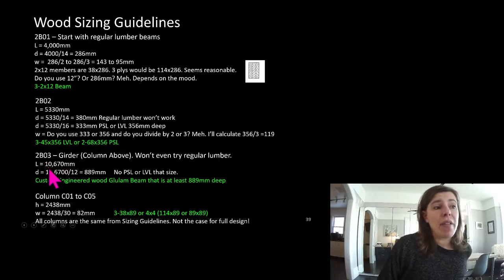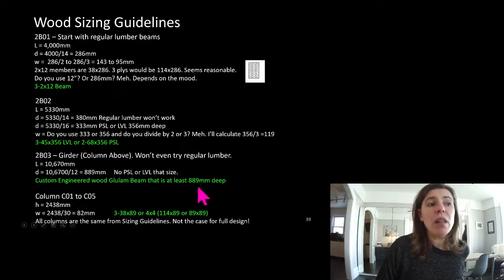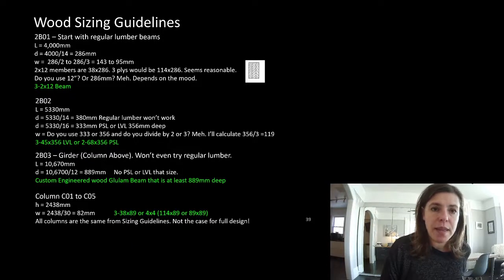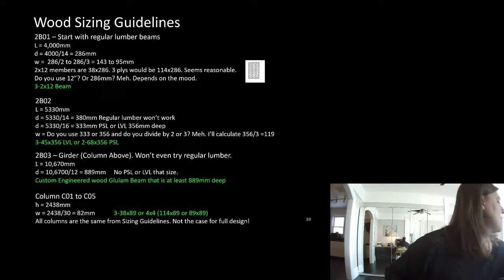So we saw that its span was 10.67 meters or 10,670 millimeters. The sizing guideline for a girder was 12. That gives us 889 millimeters. There was no PSL or LVL available in that size, so we're looking at a custom engineered glulam beam that is at least 889 millimeters deep. I didn't even give you a chart for glulam because there are some outlines of sizes available in the wood book. So I showed you the steel book.